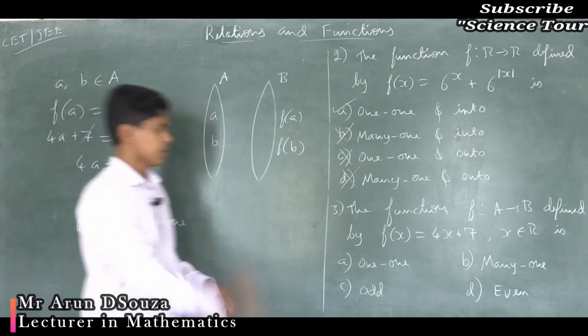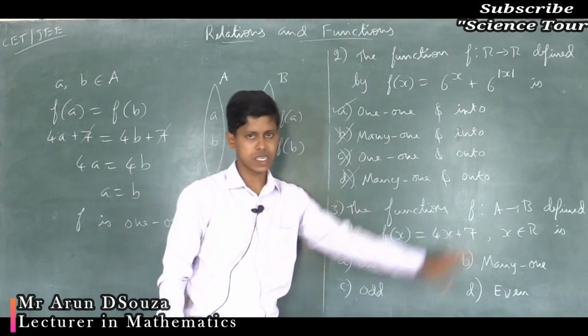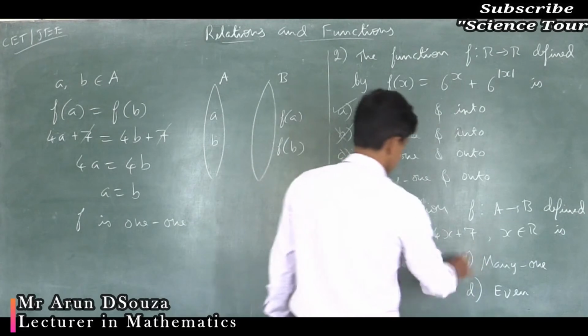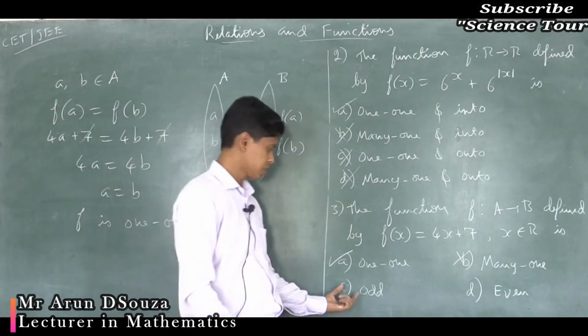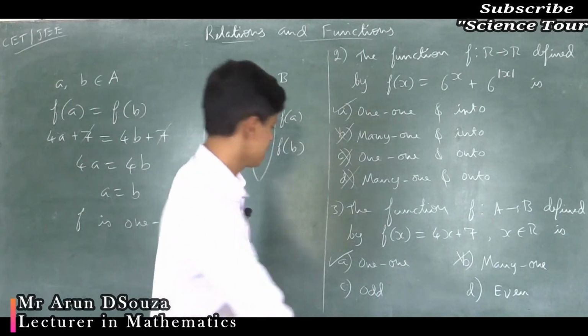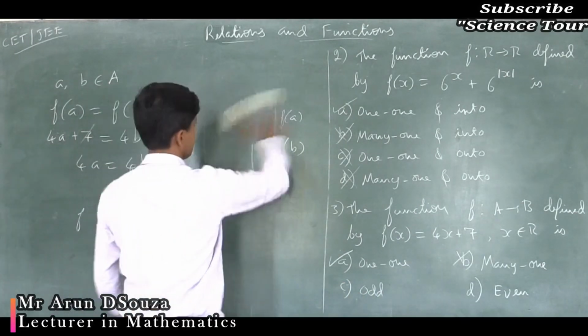Right. So you have got that in the first option. Second option says it is many ones, so that cannot be the answer. Clearly option A is the answer. But let me clarify the options C and D here. The option C says that the function is odd. Now what do you mean by an odd function?